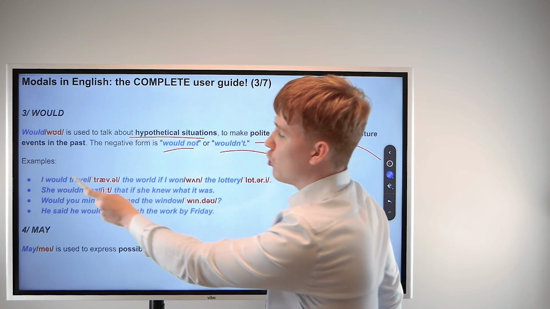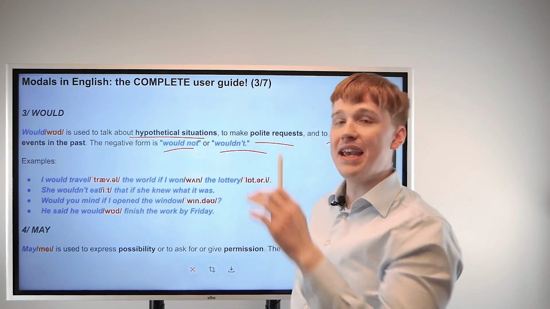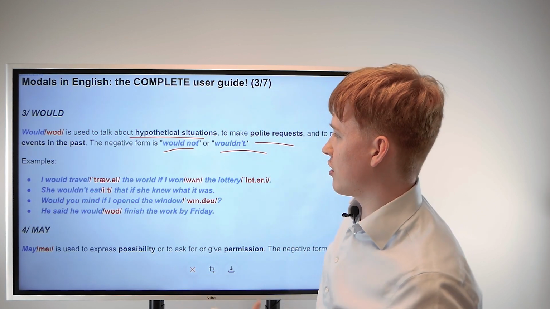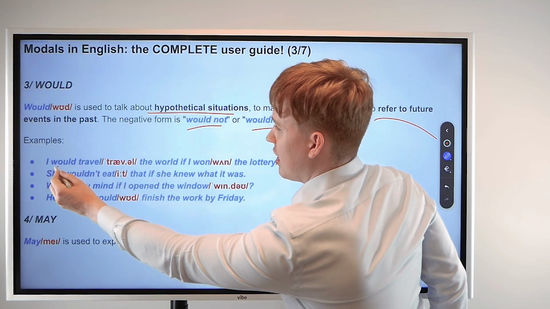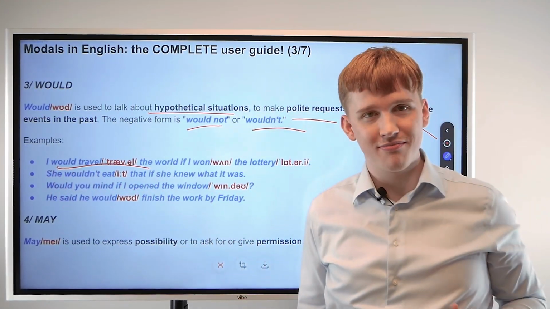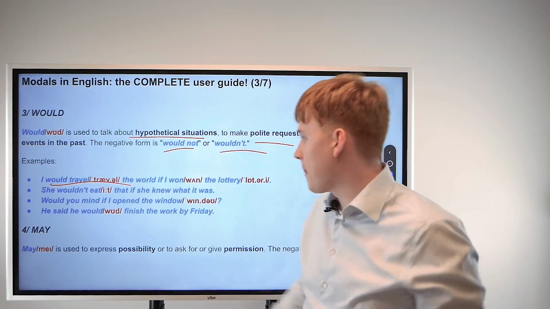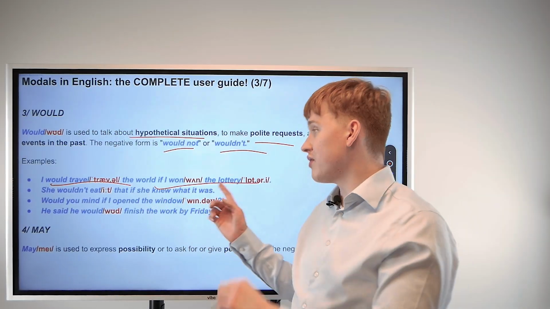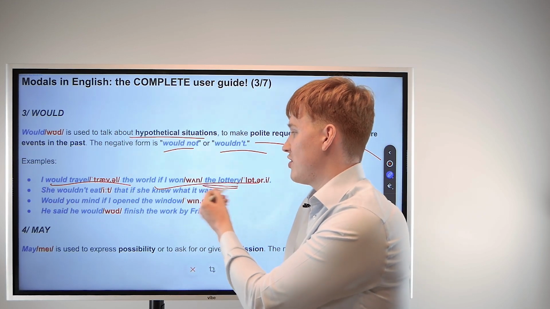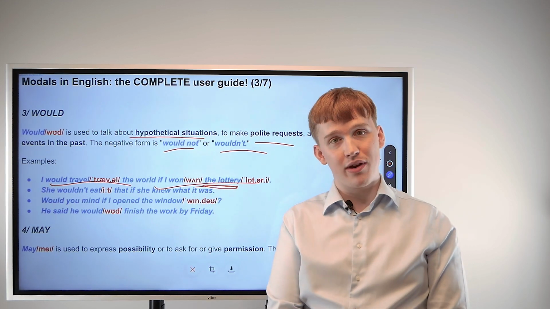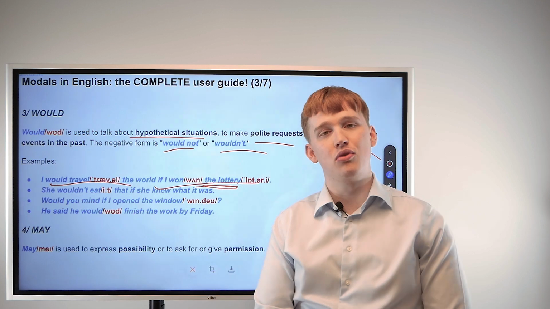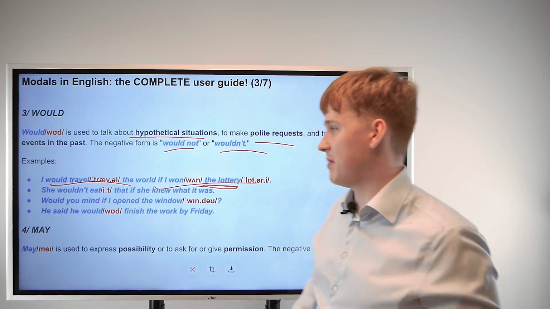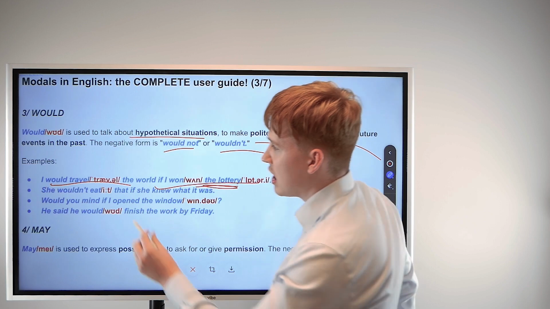I would travel the world if I won the lottery. You see? So here's our conditional situation. So I would travel the world. So this is what I would do if I won the lottery. So given the hypothetical situation that I won the lottery, that is what I would do. That is the fact of what I would do if that hypothetical situation happened.